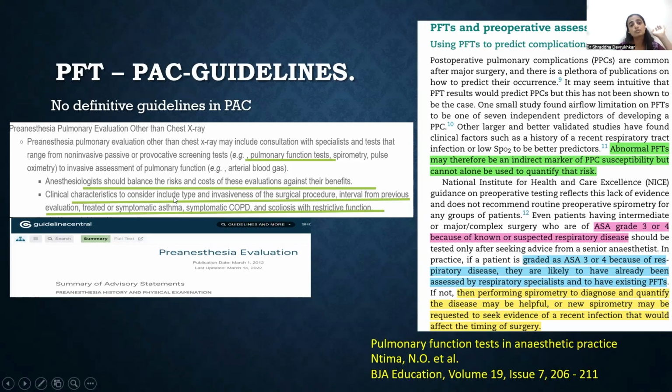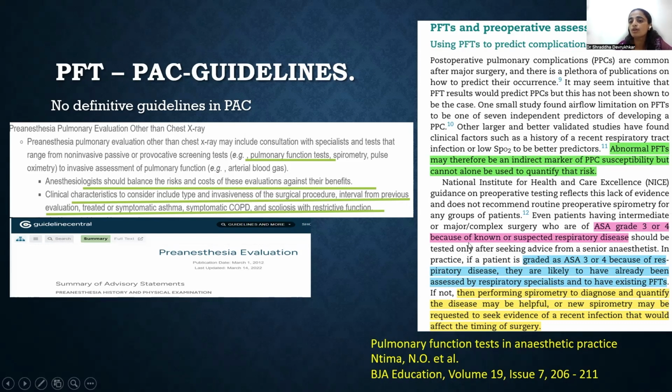Again, factors to consider include the type and invasiveness of the procedure, especially abdominal or thoracic surgeries, the interval since previous evaluation, treatment, whether symptomatic asthma or symptomatic COPD, scoliosis with restriction. You can be justified in asking for a PFT. So this is one article, pulmonary function test in anesthesia practice. There are very few studies. They say abnormal PFTs may therefore be an indirect marker of PPC susceptibility, but cannot alone be used to quantify the risk.